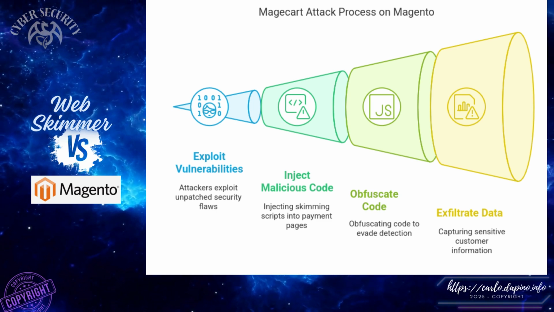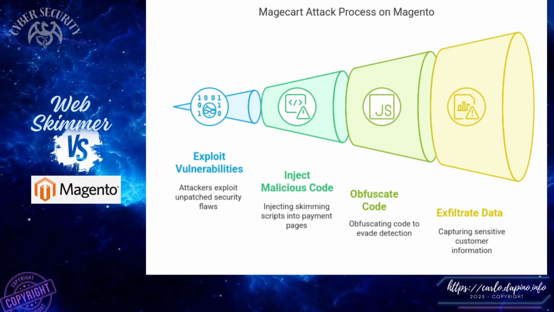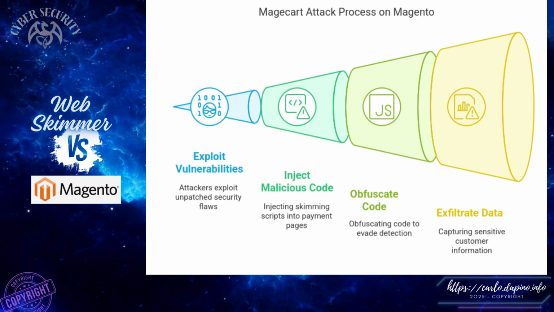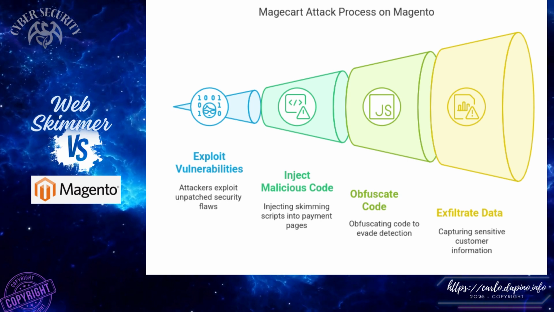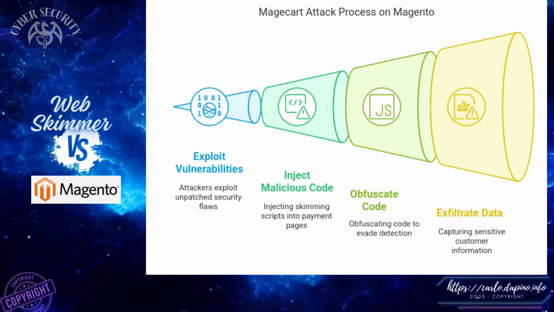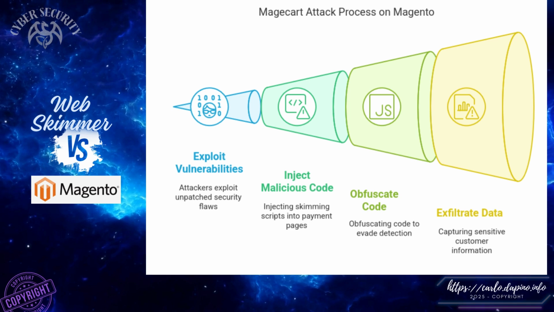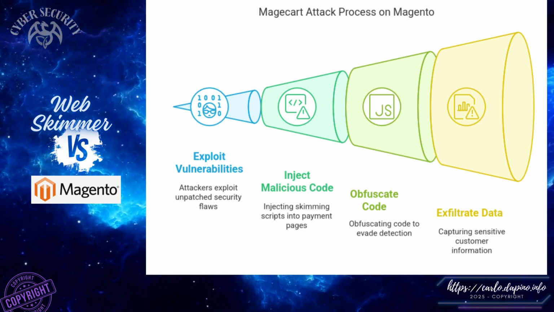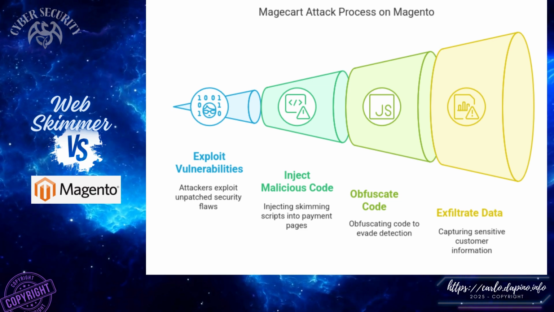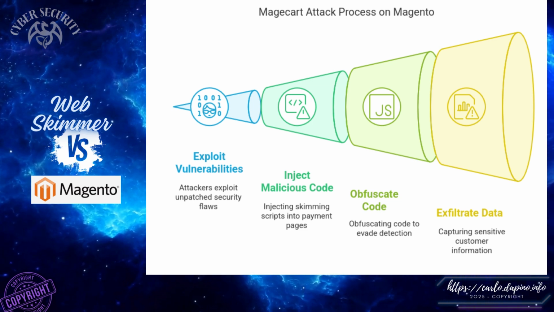Step 4: Exfiltrate data. Finally, all stolen payment data, credit card details, billing addresses, CVVs, and user credentials is sent to a remote command and control (C2) server controlled by the attackers. This data is then sold on dark web marketplaces or used in fraudulent transactions. By the time businesses detect the breach, millions in financial damage have already been inflicted on customers.